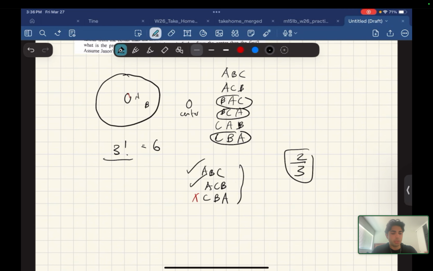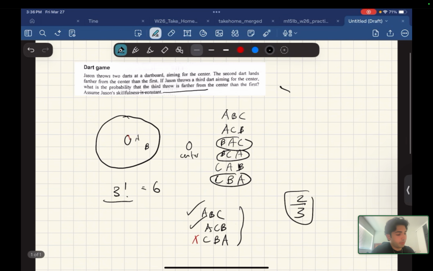So how can we do this without counting out explicit orderings? To do so, we have to reframe the question. What you can see is that the case that worked is the case where A remains the closest dart to the center after the n+1th throw. So let's say n is 2 in this case, and 3 was the n+1th throw.